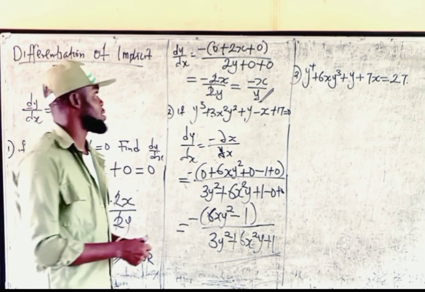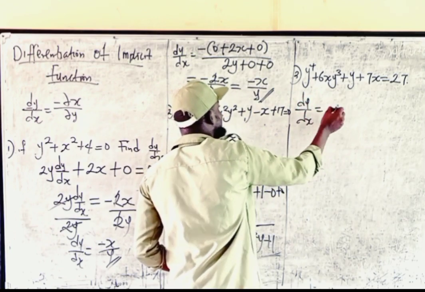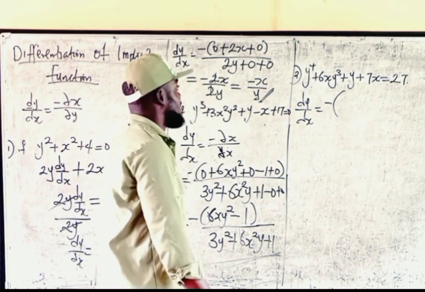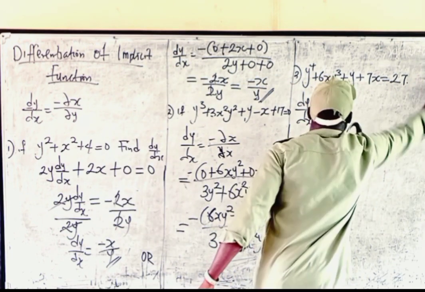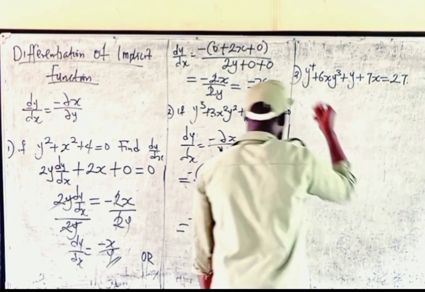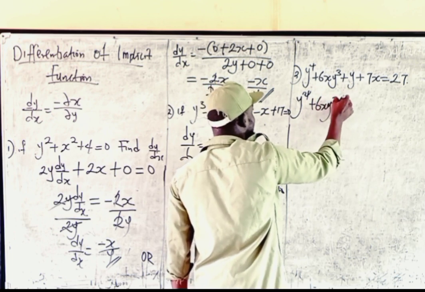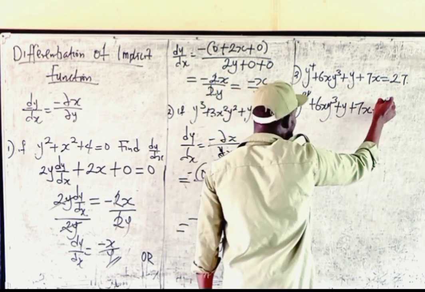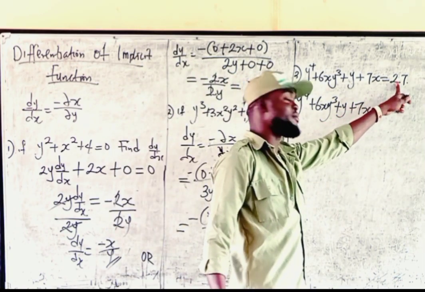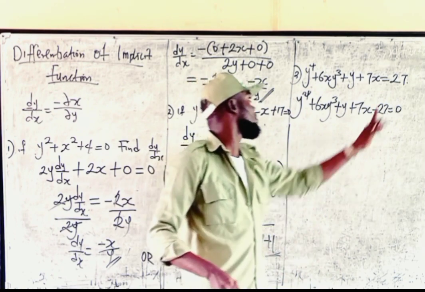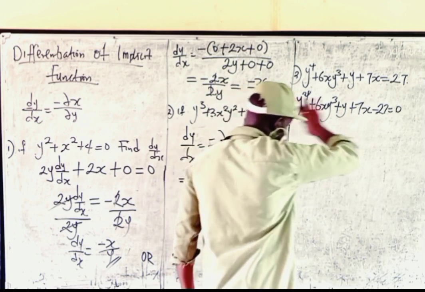That is our rule here. So let's look at this last question. For this, dy over dx will be minus dF over dx over dF over dy. Now, differentiating everything related to x, you must first ensure that you move everything to 0. So that's what we are going to do now. That's y to the power 4 plus 6xy cubed plus y plus 7x minus 27 is equal to 0. Must ensure everything equals 0. Because this one is plus 27, any number that has no sign is plus. To move this to this side, it becomes minus. Everything must be equal to 0.